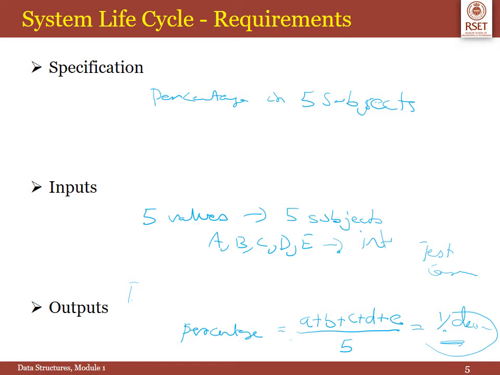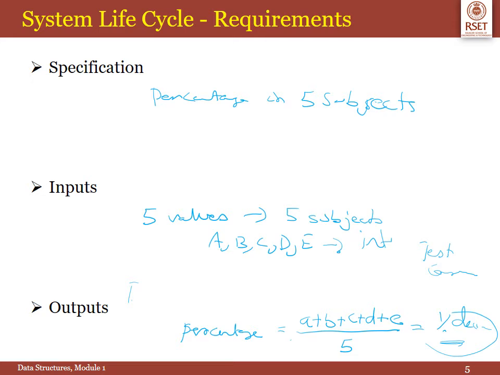So I'm writing a small program to find the percentage of any student in 5 different subjects. For this particular specification, what can be my inputs? My input can be 5 values which denote the 5 subjects, let's say A, B, C, D and E. Now this is the input for this particular program, and my output should be some percentage value.